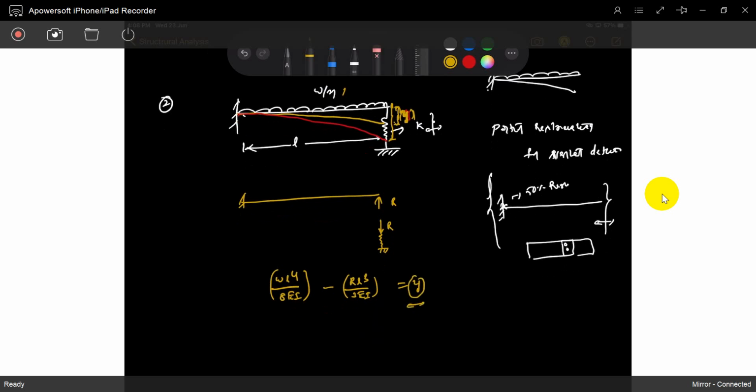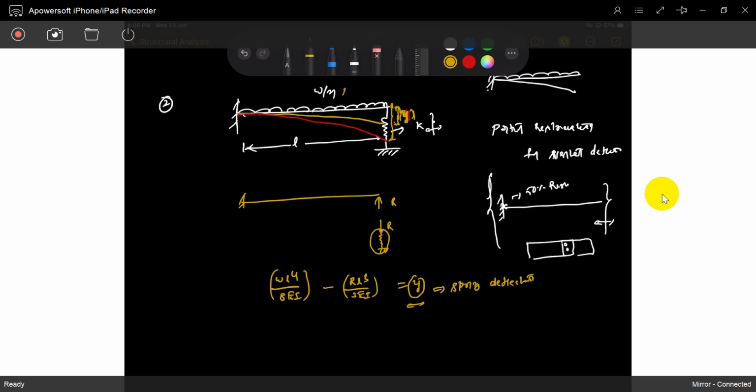And also, what is Y? Y is the spring deflection. How much the spring deflects is equal to Y. If the spring deflects, the beam deflects by that much. So Y is the spring deflection. How can we find out the spring deflection?